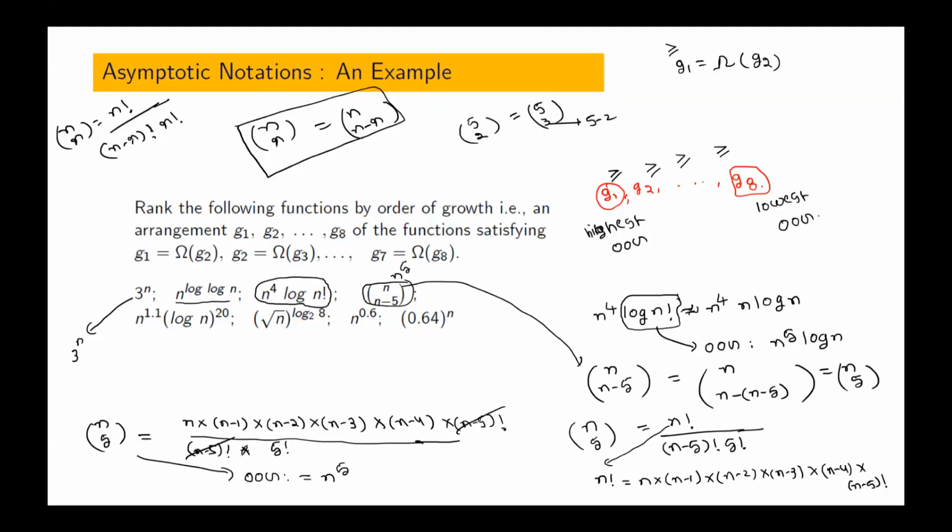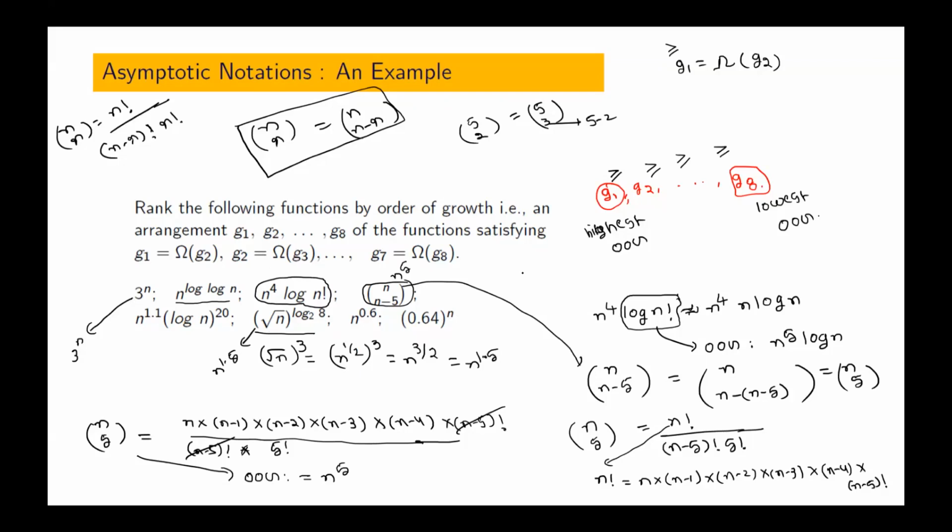Okay, n power 5. What about this? This we need not even simplify, so I think we can give it a try. What is this value? Root n to the power 3. Root n means n power 1 by 2, so the power becomes 3 by 2, which is 1.5. Finally, it is only n power 1.5. And this is 0.6 n, no problem. This is also 0.64 n, no problem.